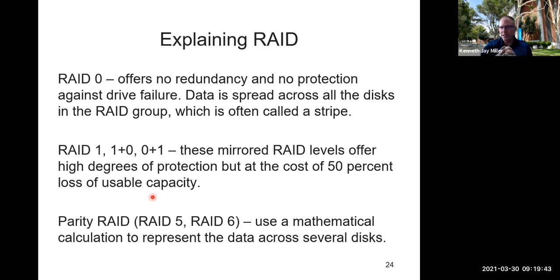So RAID 0 is commonly paired or used with other RAID levels. Hence RAID 10, RAID 01, RAID 50, RAID 60. So really that's going to add the benefit of the redundancy from the other RAID level with the speed increase of RAID 0. Now another term for RAID 0 is striping. So you may see the term that says the data is striped.